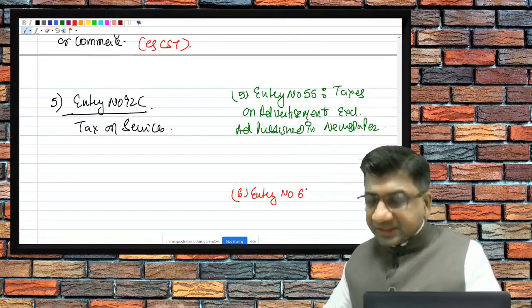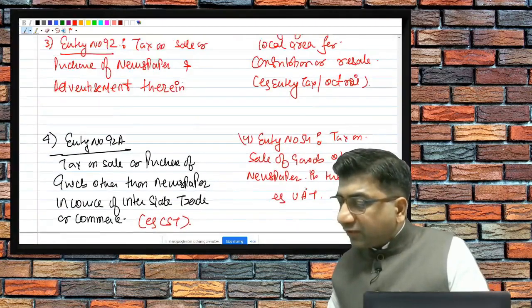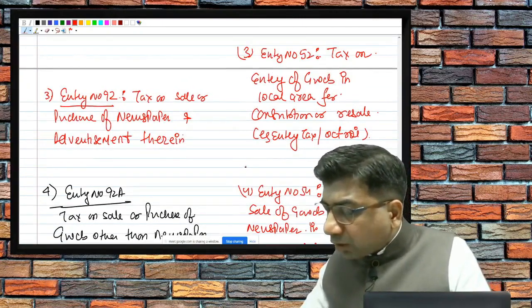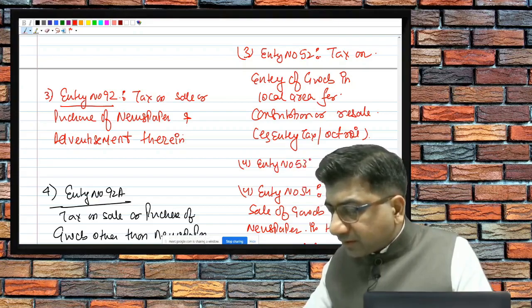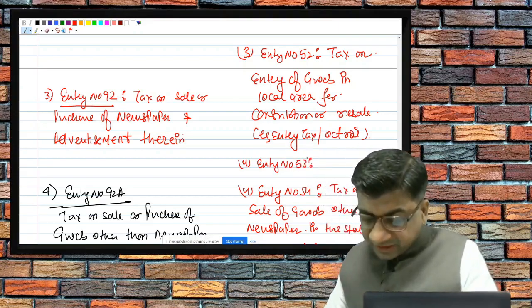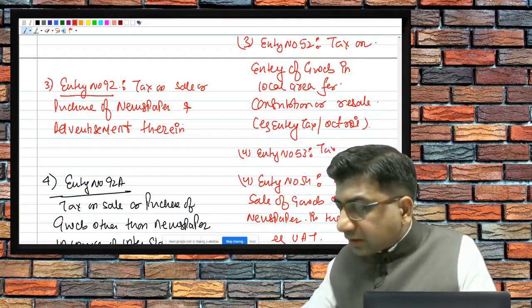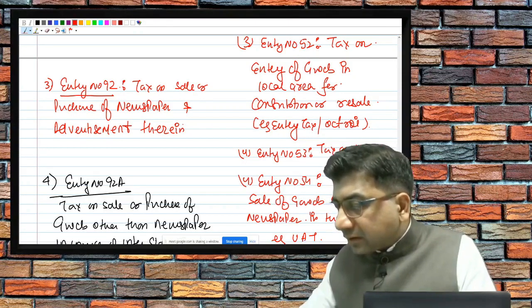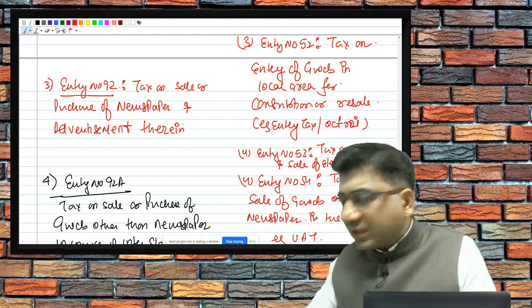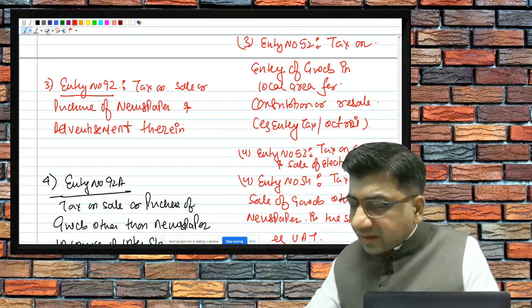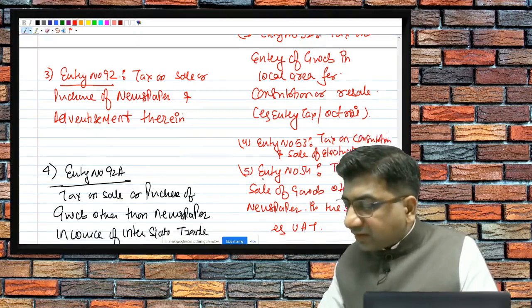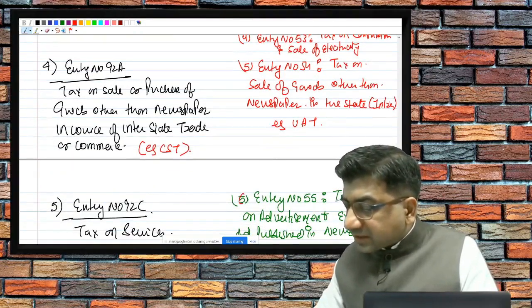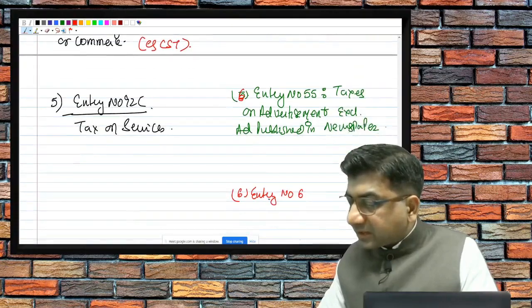Then there is another entry. Leave 1 or 2 lines. There was one which I missed, entry number 53. If you have a little space, you can squeeze in a small entry here. Entry number 53, which is tax on consumption and sale of electricity. So you squeeze it in, or you put a star and give a link. Don't worry. I'll change the numbering also. 4, 5, this becomes 6, this becomes 7.